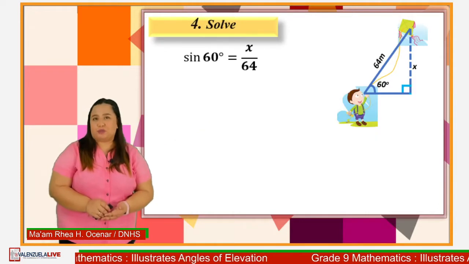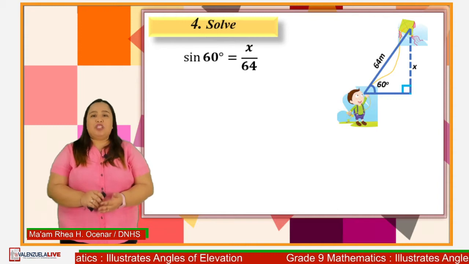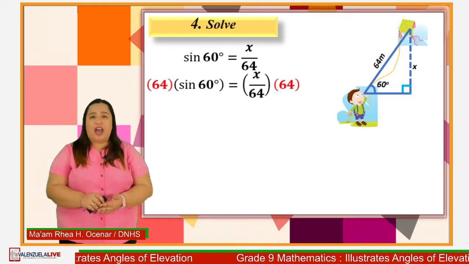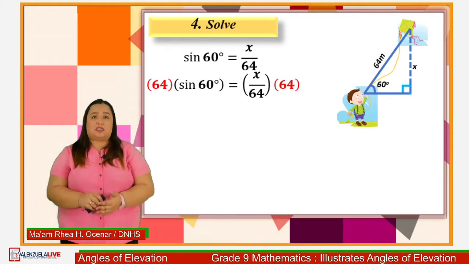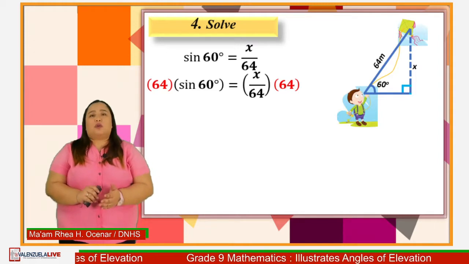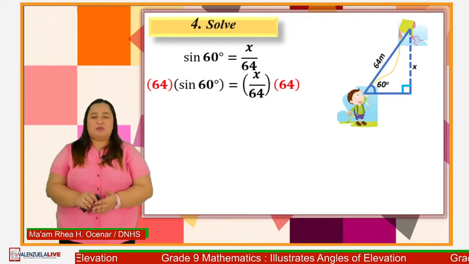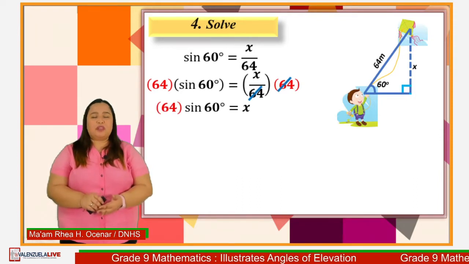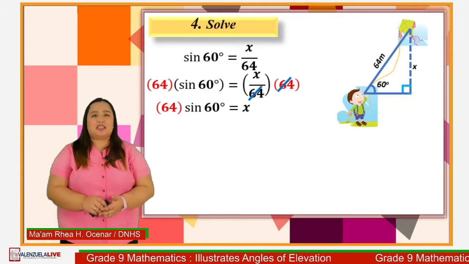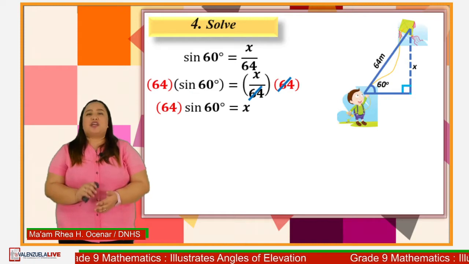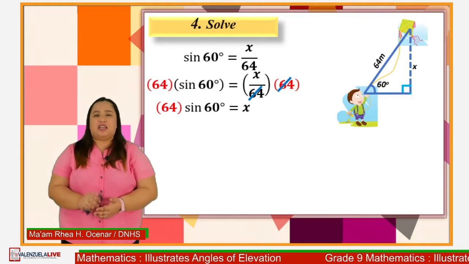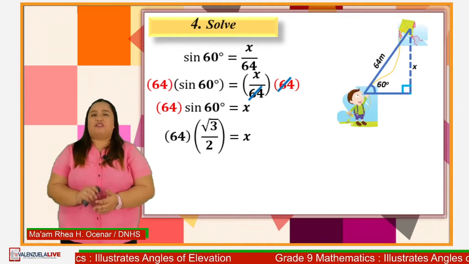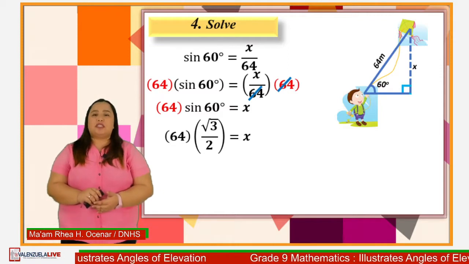Let us now solve. Multiply both sides by the LCD, which is 64. We have 64 times sine 60 degree is equal to quantity x over 64 times 64. Simplify, we have 64 times sine 60 degree is equal to x. Substitute the value of sine 60 degree and we have 64 times the quantity of square root of 3 over 2 is equal to x.